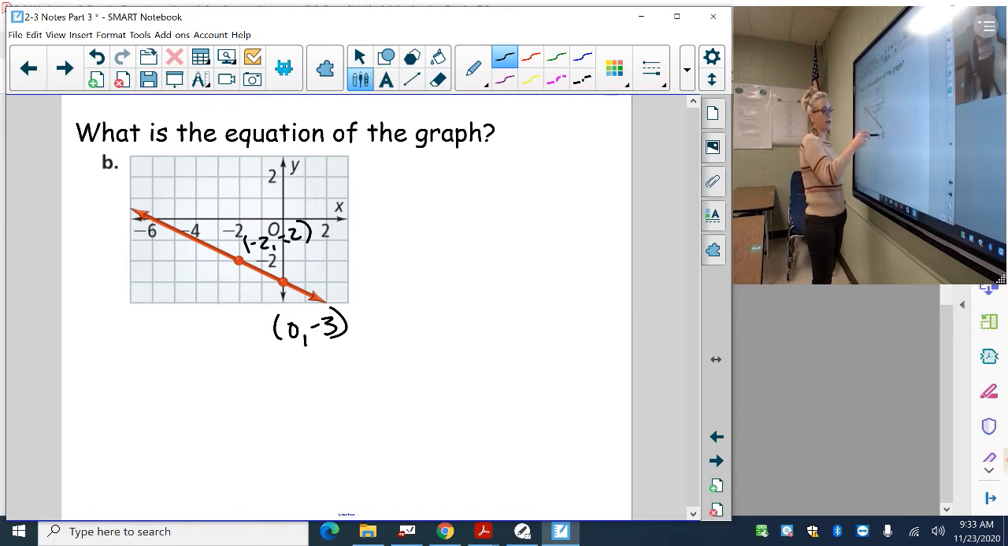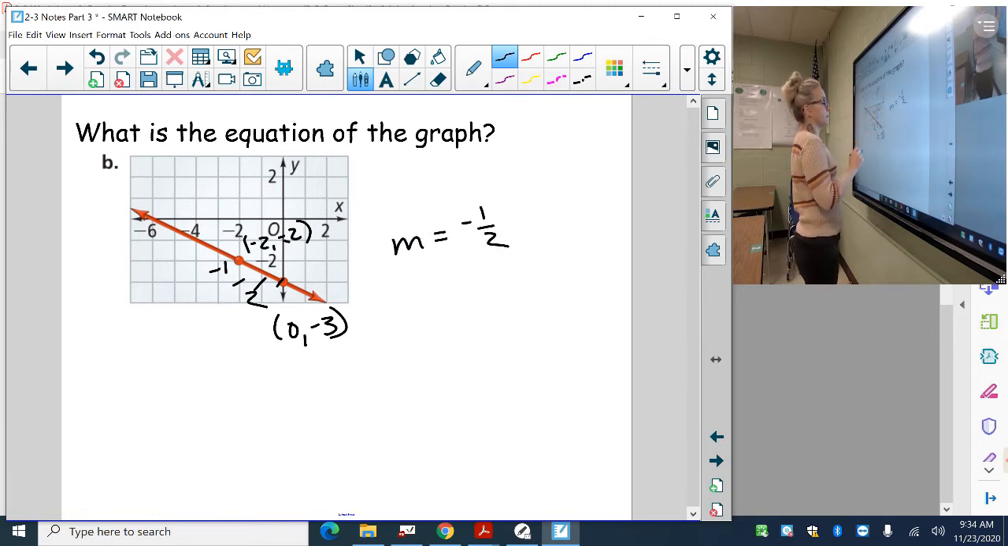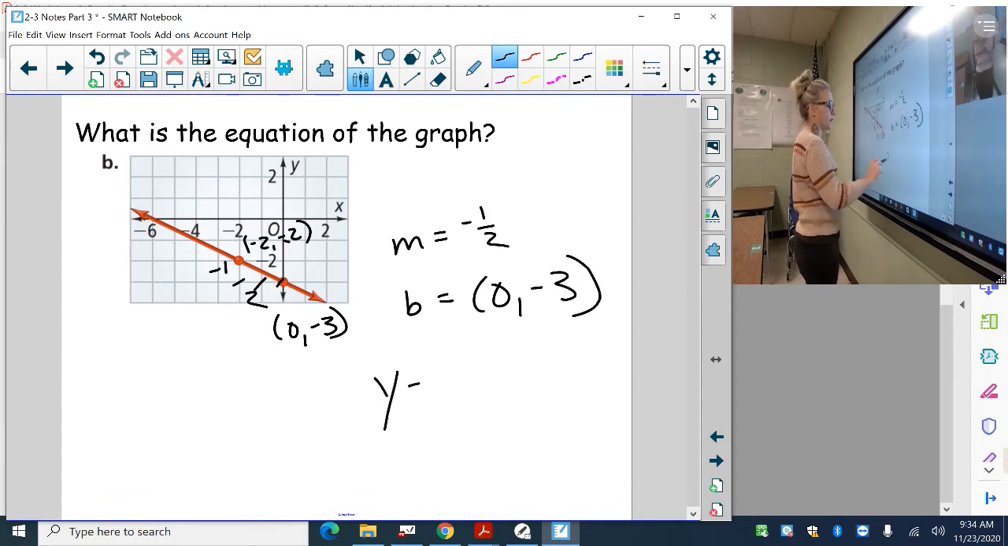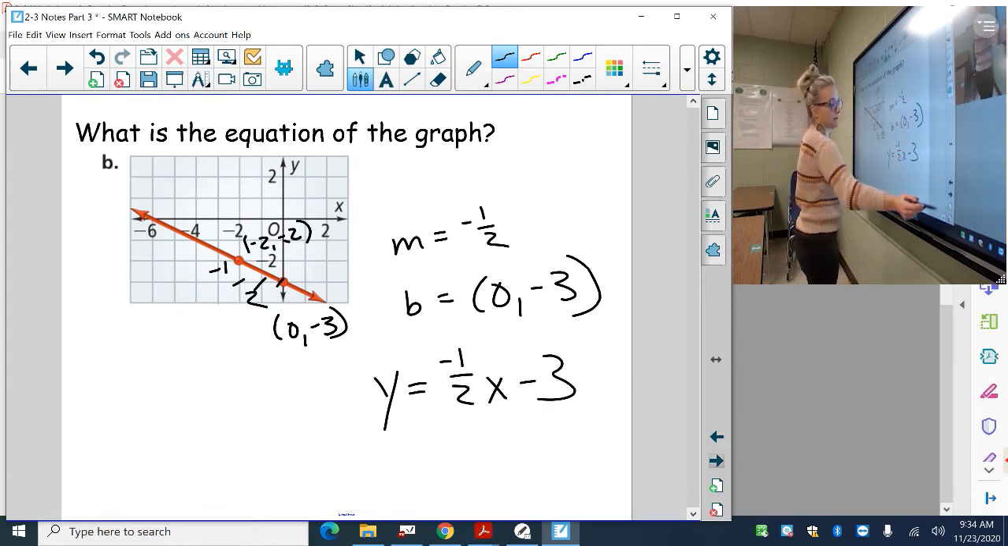slope, or you can do -3 minus -2, or -3 plus 2, which is -1, over 0 minus -2, which is 2, so -1/2. So now if I look, I'm going to go down 1 over 2, which is -1/2. So my slope is -1/2, and now my y-intercept is (0, -3). So when you write the equation, it's just y equals -1/2 x minus 3.